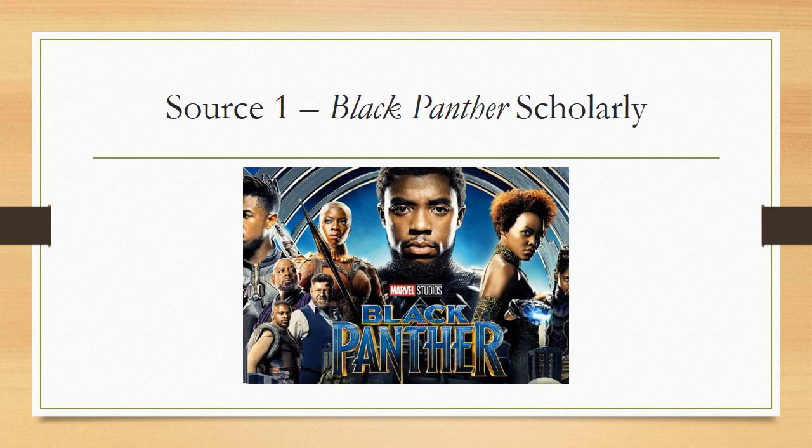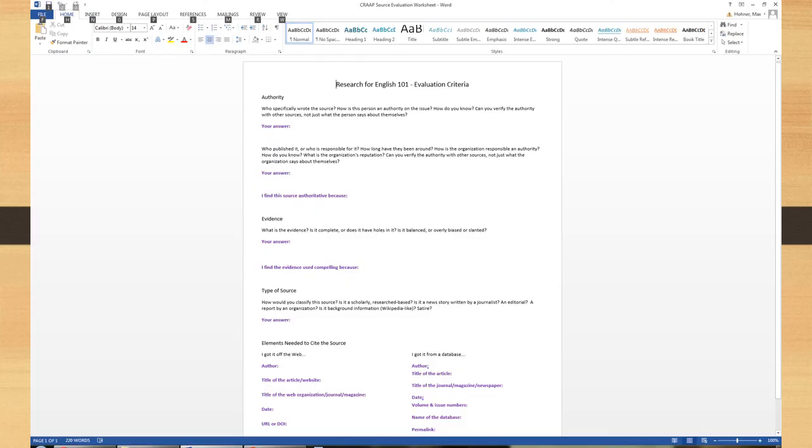So the first source we're going to look at is the scholarly one I found using the EWU. And here's the worksheet. As you can see, it doesn't have every single aspect of the CRAP test. They're all in here. They're not all named.